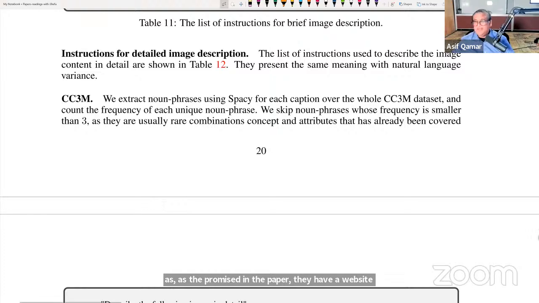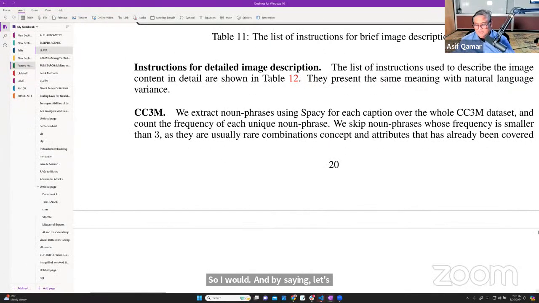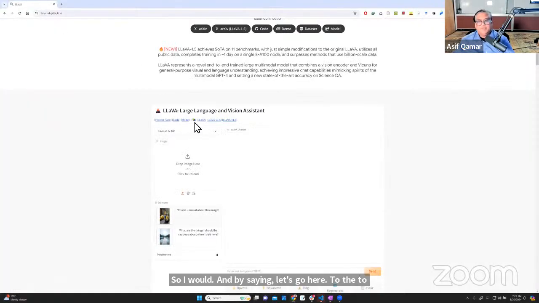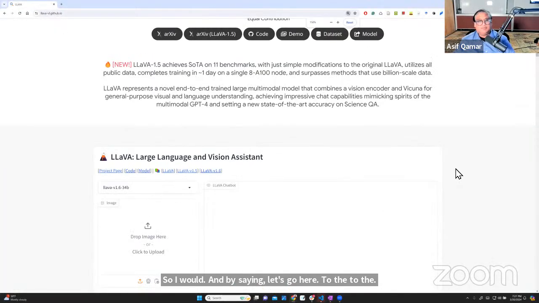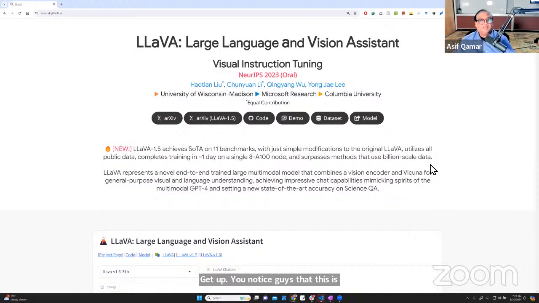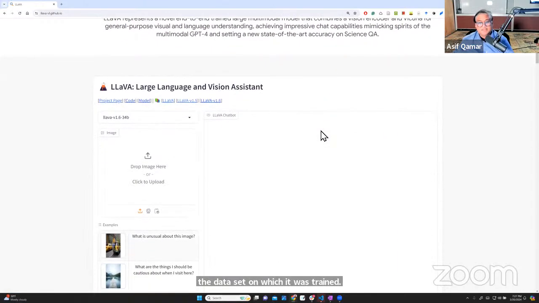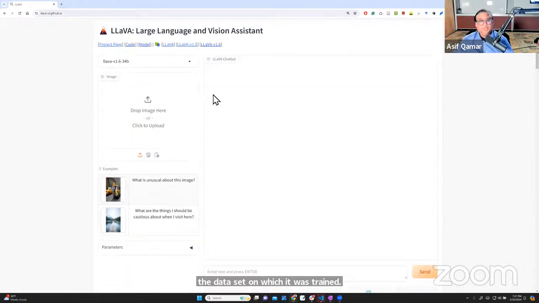So I would end by saying, let's go here to the GitHub. You notice, guys, that this is the GitHub of this paper, and all the subsidiaries. There's LLaVA 1.5 and so on and so forth. You can get the model, you can get the code, you can get the dataset on which it was trained. And if that is not enough, they have literally put the demo here for you.